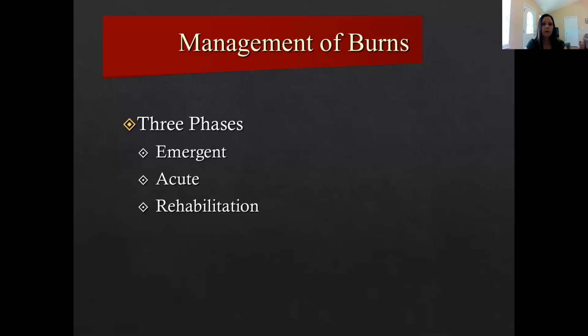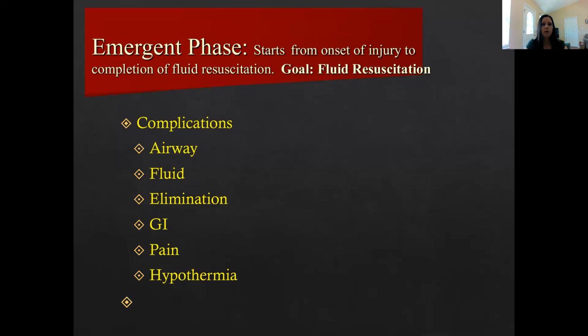So now let's talk about the emergent phase. So we said the emergent phase starts from the onset of injury to the completion of fluid resuscitation, so typically 24 hours. The goal here is to give fluids, perform fluid resuscitation. So first, during the emergent phase, we want to remove the client from the injury, from the source, stop that burning process. But remember, make sure the scene is safe. You don't want to become a victim either.